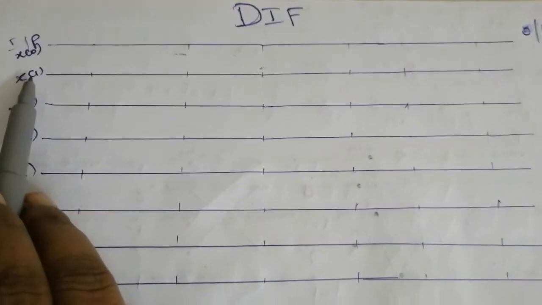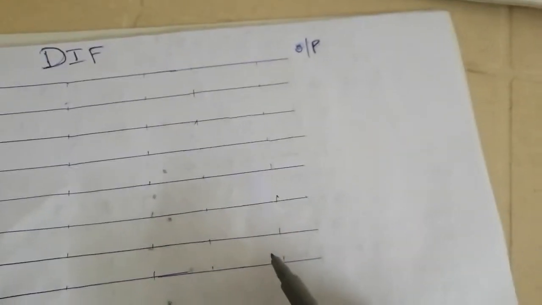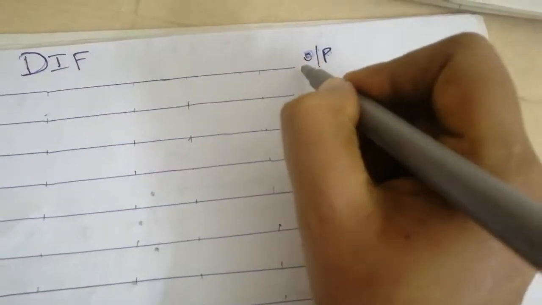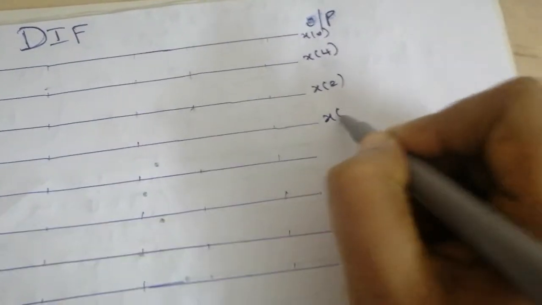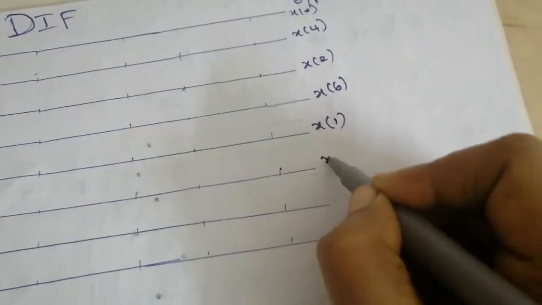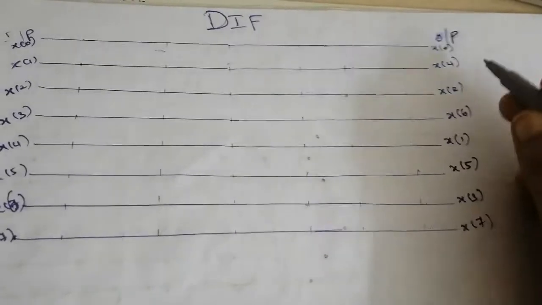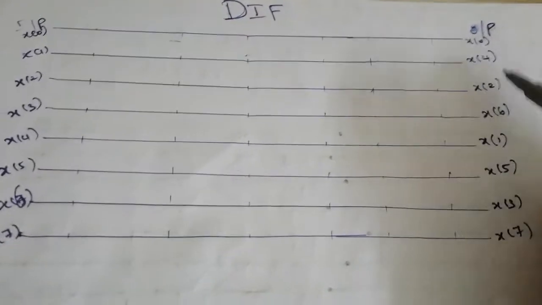So the output side is bit reversal. Already we know each sequence we have a bit reversal. 0 means 0, 1 means it's a 4, 2 bit reversal is 2, 3 bit reversal is 6. So I already told we have to remember that first 4 lines are even lines, next 4 lines are odd lines. So in even lines x of 0 order, then x of 4, x of 2, x of 6, x of 1, x of 5, x of 3 and x of 7. Is it clear? So in DIT the output is normal order, input is bit reversal. But in DIF the input is normal order, output is bit reversal.